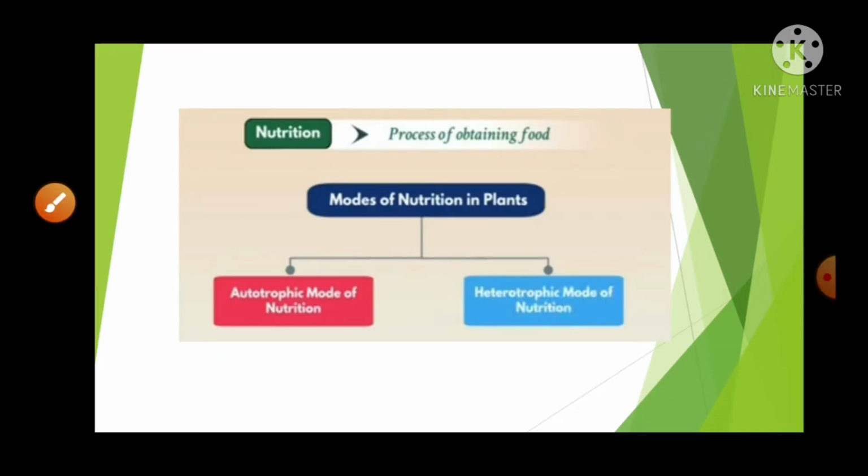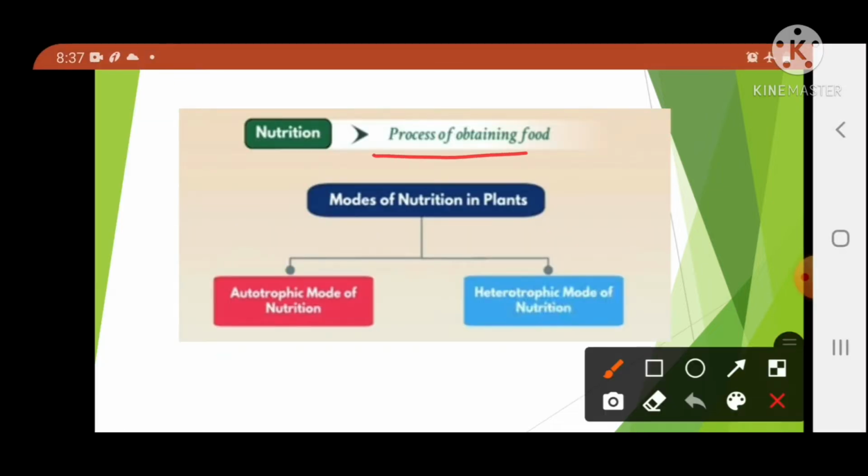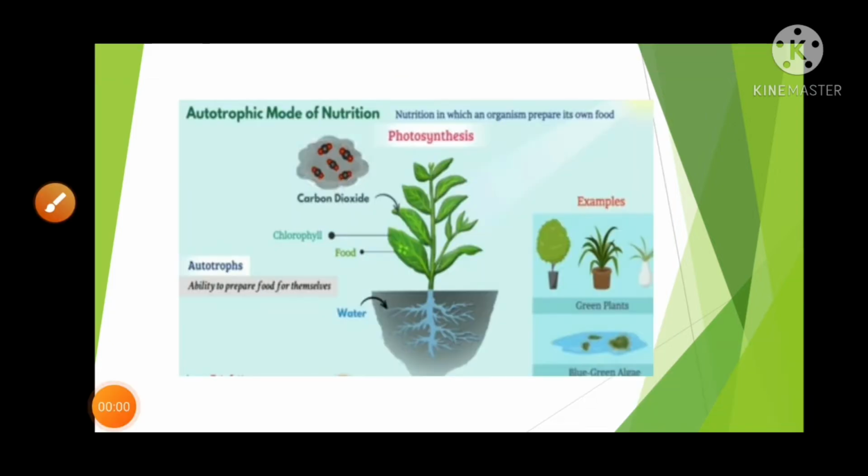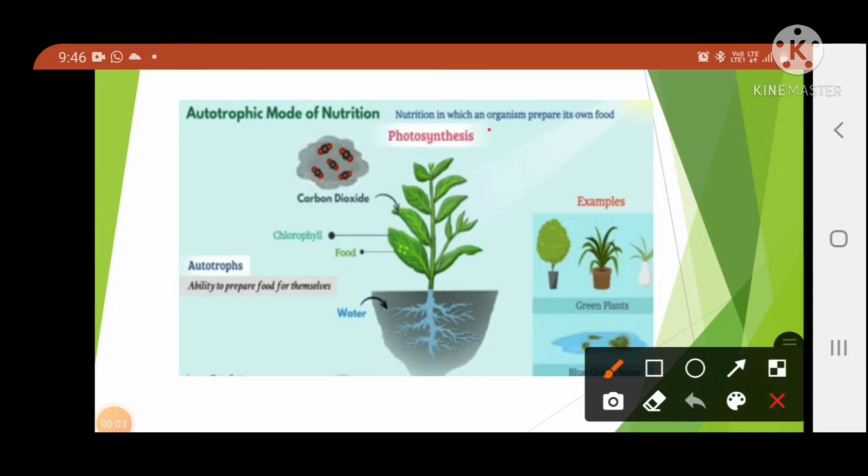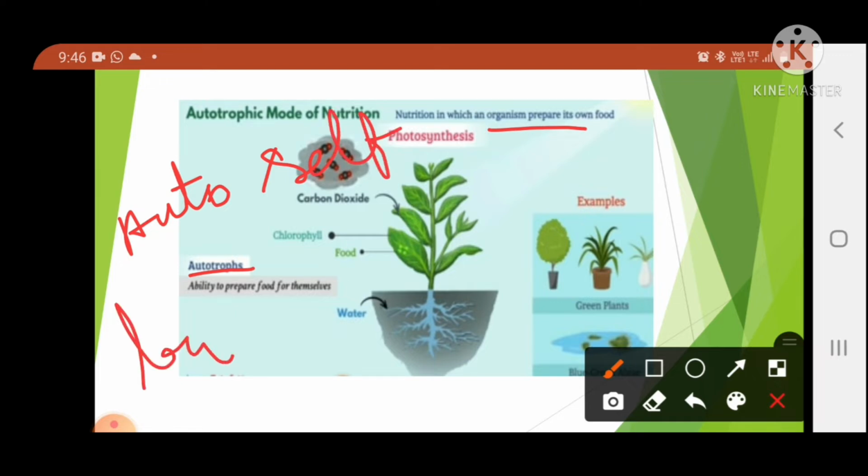Very first, let's understand what is nutrition. It's a process of obtaining food and its utilization by the body. There are two basic modes of nutrition, autotrophic and heterotrophic mode of nutrition. In autotrophic mode of nutrition, organisms make their own food and these organisms are called autotrophs, which is made of two terms. Auto means self and trophs means nourishment. It means autotrophs are self-nourished.